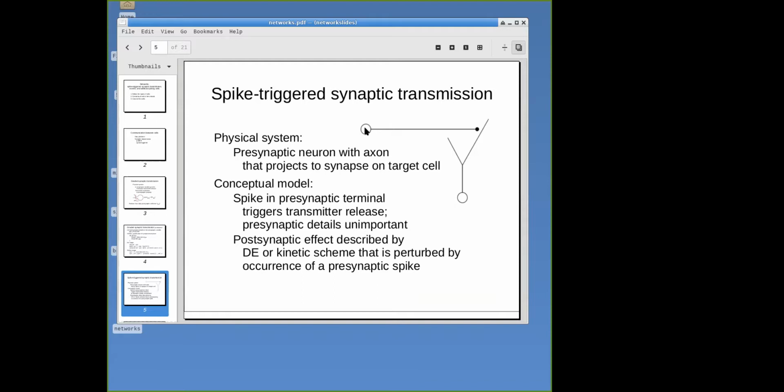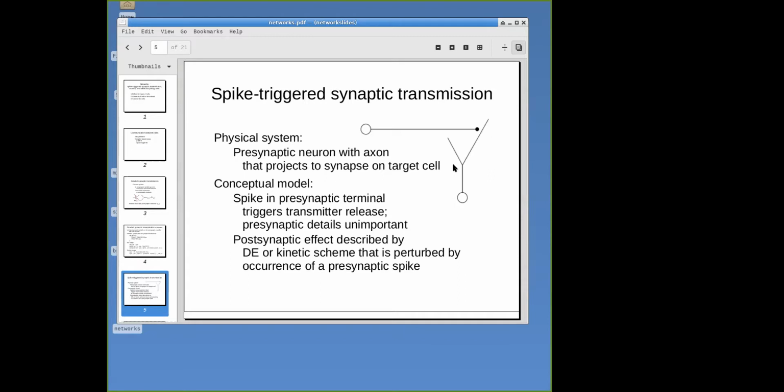And our conceptual model is that a spike arises in the presynaptic cell, somewhere in the presynaptic cell's spike trigger zone, propagates all the way down the axon to the presynaptic terminal, and when it gets there, it triggers transmitter release. And we're going to ignore the details of what goes on there, okay, for the sake of implementational simplicity. We're going to ignore that for the moment. And we'll say that once that spike gets there, it perturbs a bag of equations attached to the segment where the synaptic mechanism is connected.